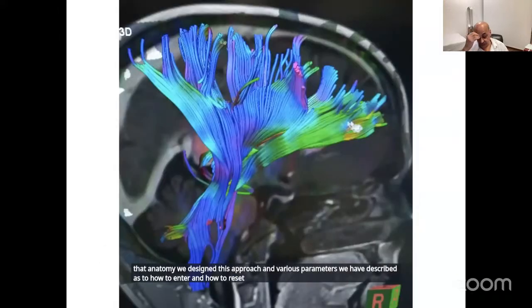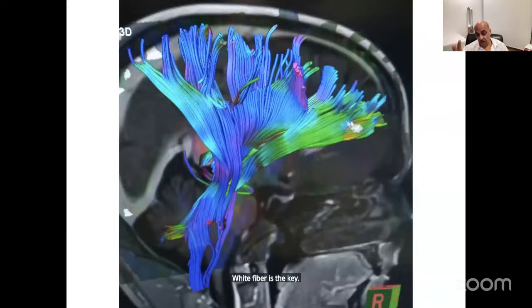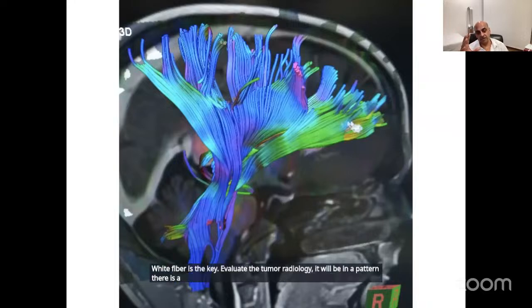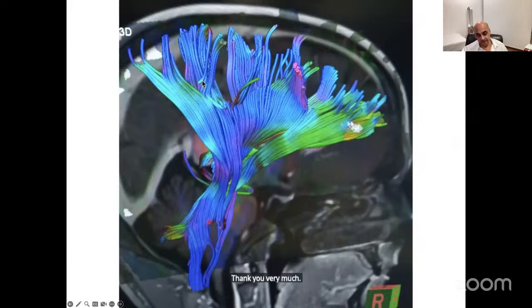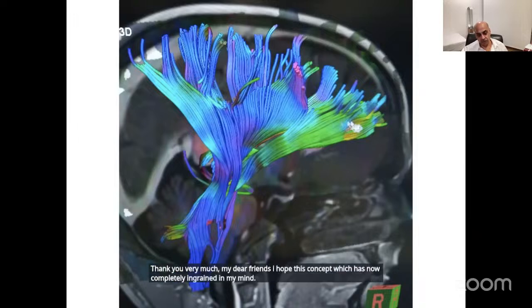Essentially, what the understanding is, white fiber is the key. Evaluate the tumor radiology, it will be in a pattern. There is a method in the madness. There is a pattern in the strategy, and you have to develop, understand, exploit that pattern, and do a radical tumor resection. So thank you very much, my dear friends. I hope this concept, which has now completely ingrained in my mind, will form the future of glioma surgery.